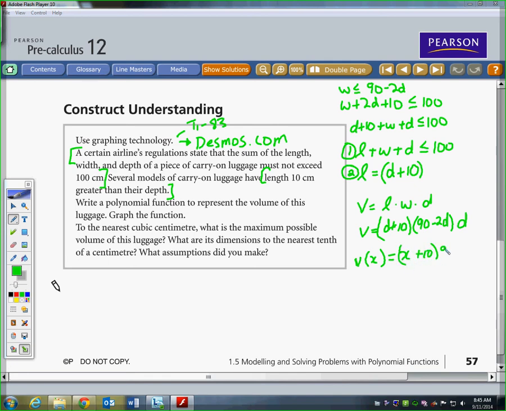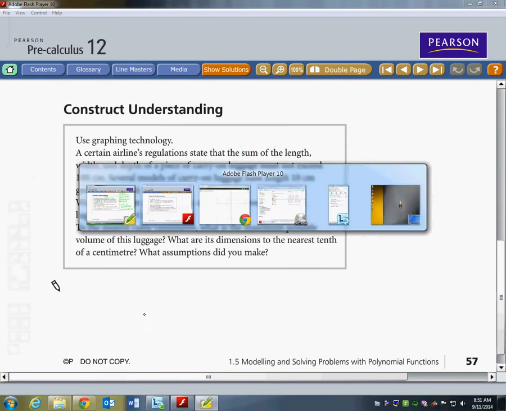Something like this, 90 minus 2x, and then an x. So this is an expression of volume in terms of x. In this case, x represents the depth. All right, so let's go and see if we can graph that, if I can get over to my calculator.